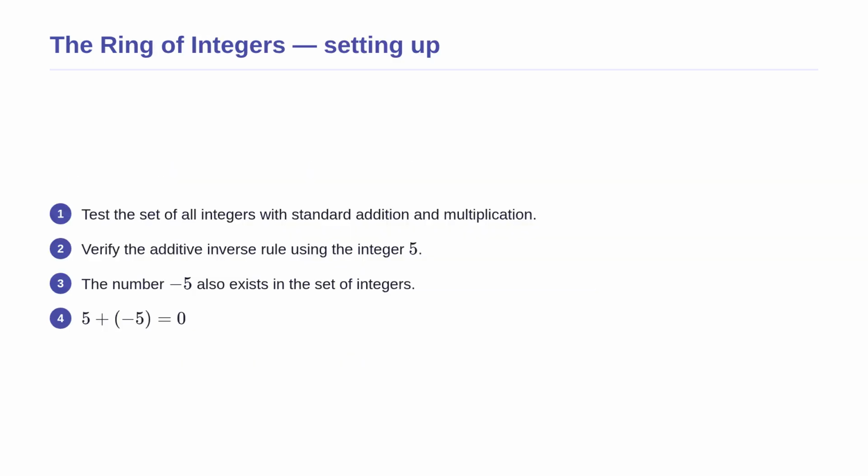Before we move on, let us see this with a concrete example. We will test the most familiar mathematical system in the world, the set of all integers. This includes all positive whole numbers, negative whole numbers, and 0. We want to verify if this set forms a valid ring using standard addition and multiplication. Let us verify the additive inverse rule using a specific integer. If we pick the number 5, we know that negative 5 also exists in our set of integers. When we add them together, they perfectly cancel out to give 0, which is our additive identity.